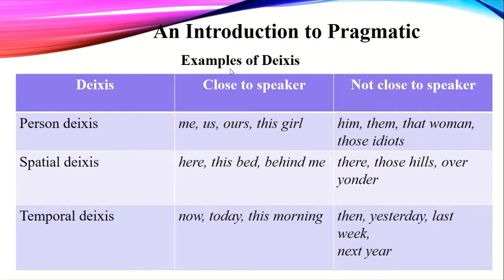We have two types of deixis, close to the speaker and away from the speaker. Person deixis: me, us, our, this girl. These are close to the speaker. And him, them, that woman, those idiots are person deixis away from the speaker. Spatial deixis is related to space. Here, this bed behind me are close to the speaker deixis, and there, those hills are the examples of away from the speaker deixis.